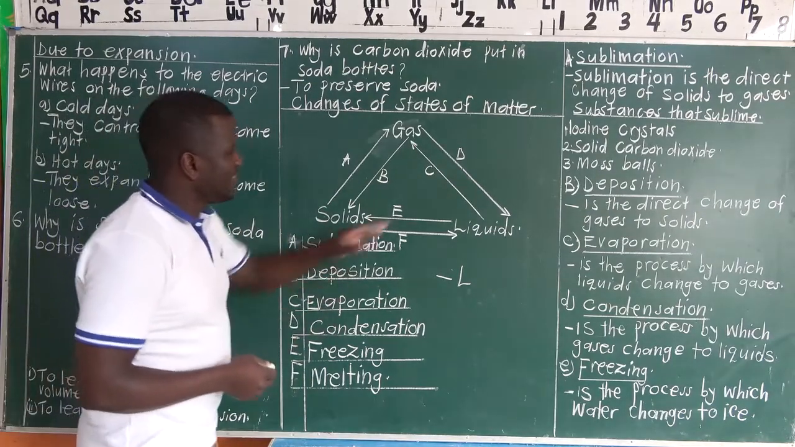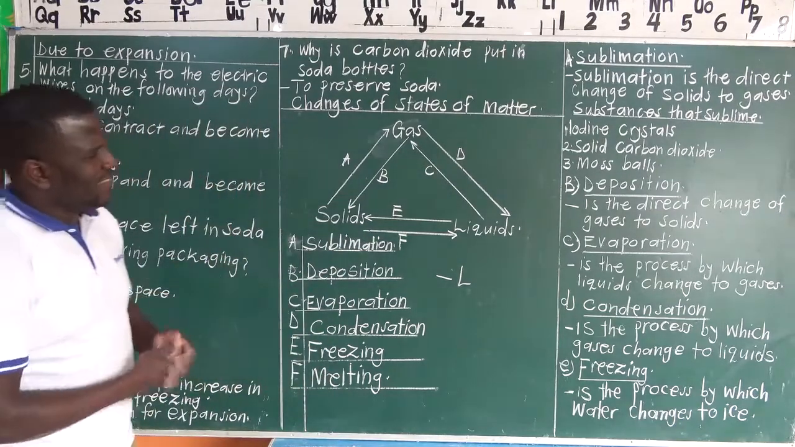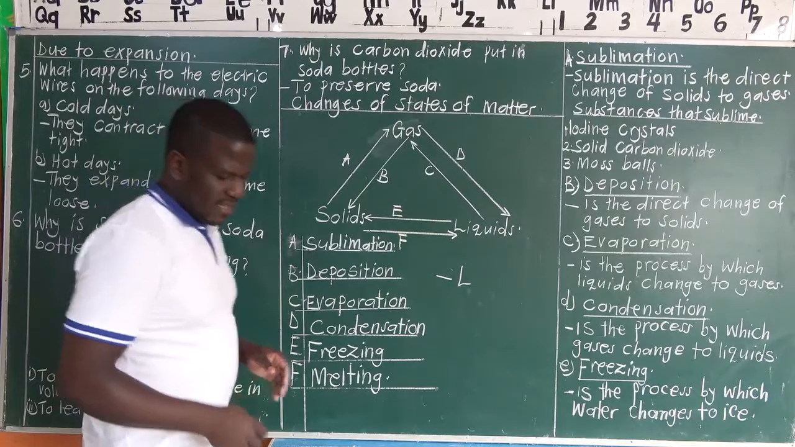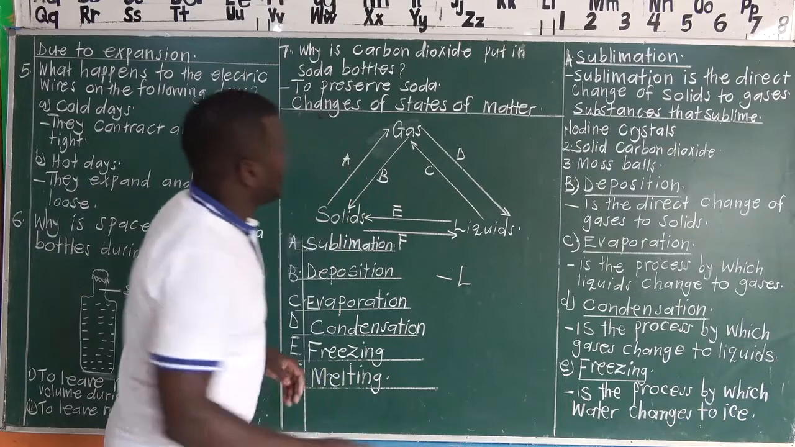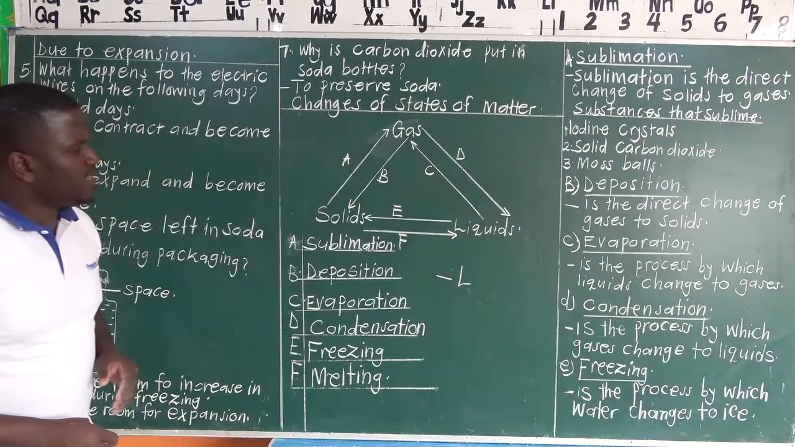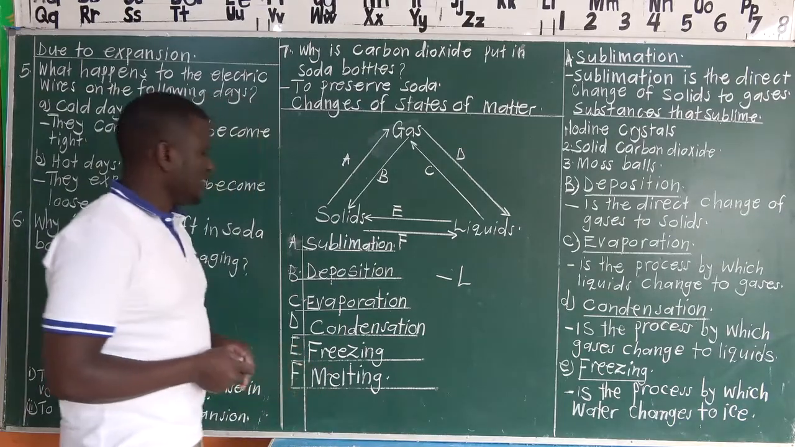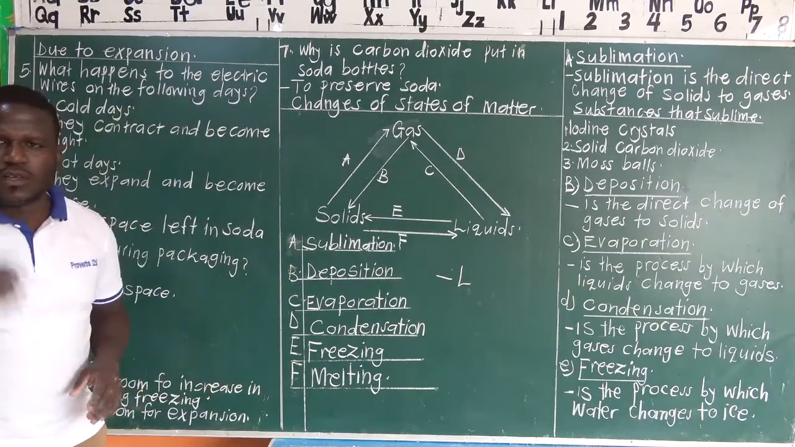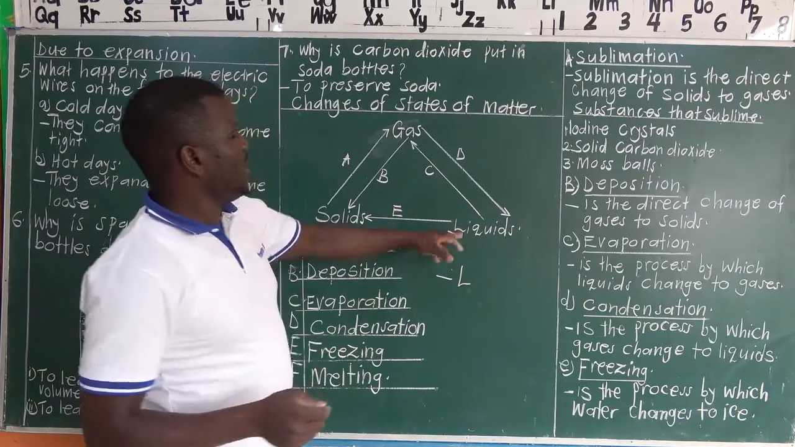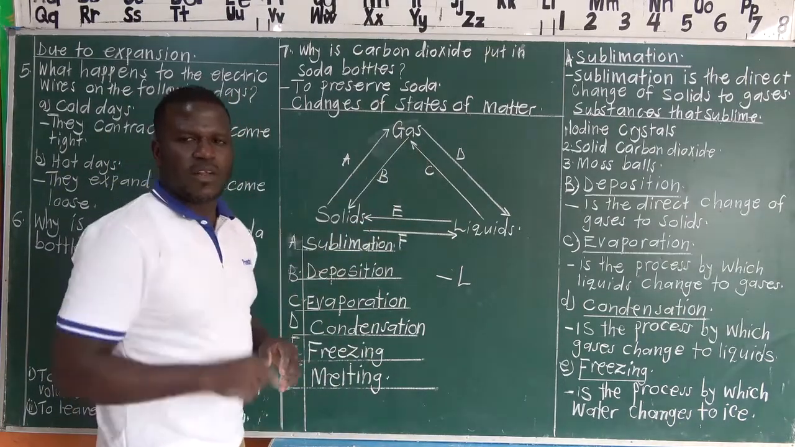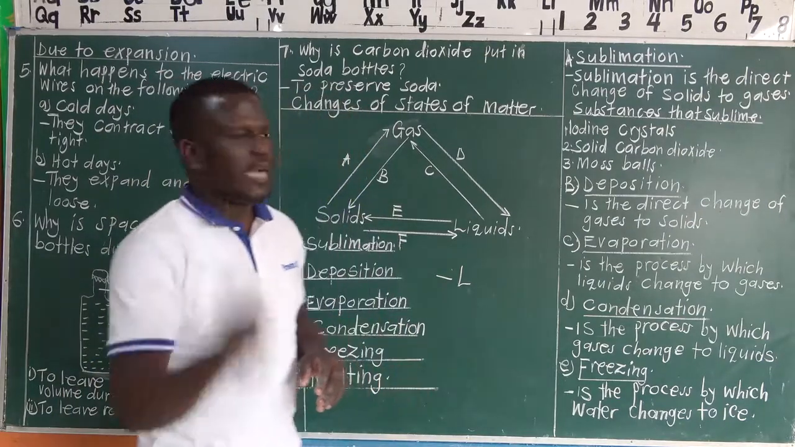We have part C on the diagram. Part C, liquids are changing to gases. And when liquids change to gases, that process is called evaporation. That means that evaporation is the process by which liquids change to gases.